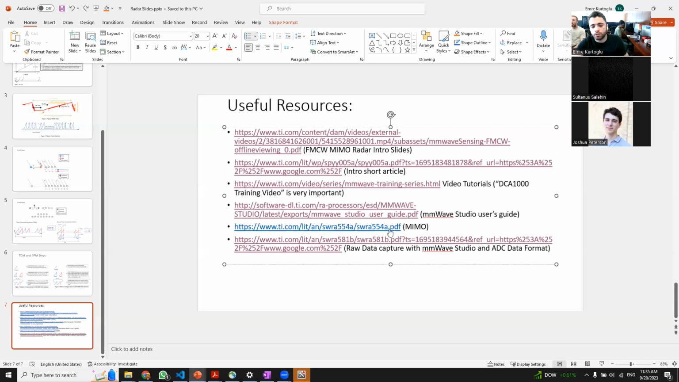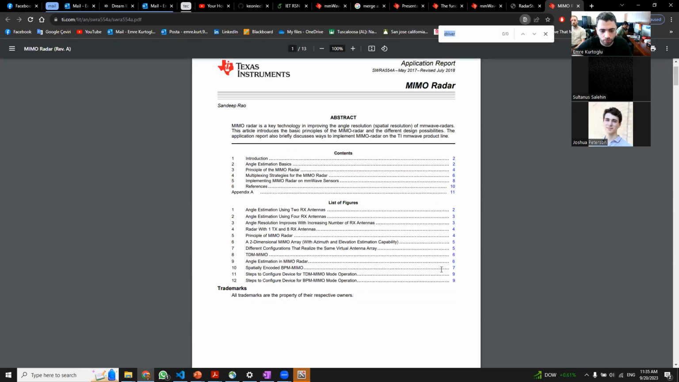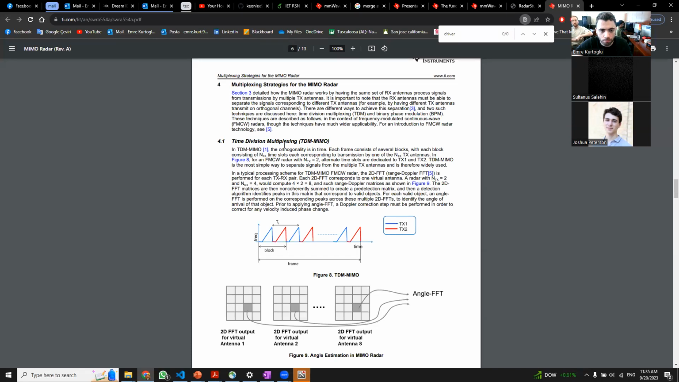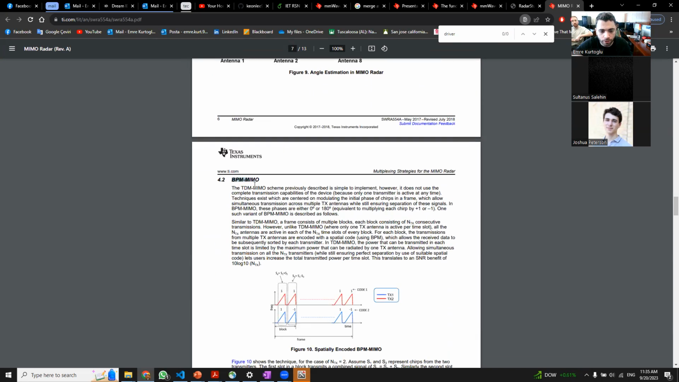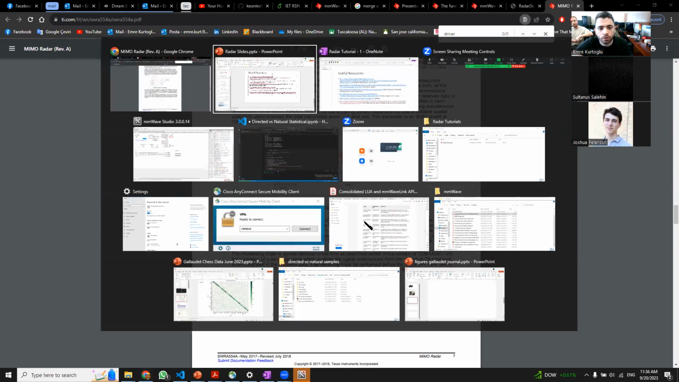Now for the MIMO radar, the concepts about antenna configuration and how you should set up your chirps, you can look into this PDF file. It shows you how TDM and BPM are being done. So time division multiplexing and binary phase modulation are being explained in detail in this file.